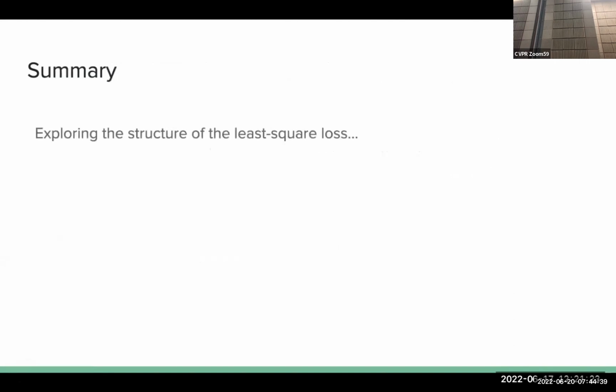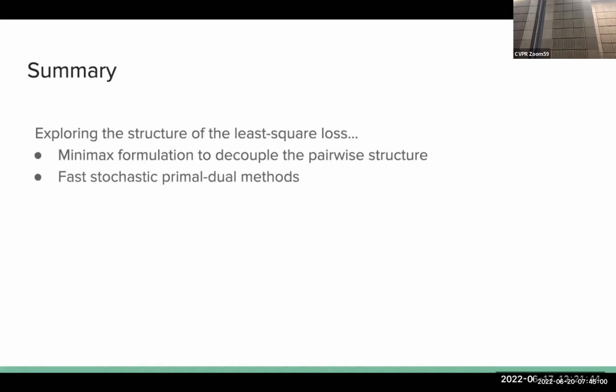So to summarize the stochastic proximal algorithm for AUC maximization, these studies mainly explore the structure of the least square loss function for AUC maximization. And you can decouple the pairwise structure using the min-max formulations. And from this min-max formulation, you can develop stochastic proximal algorithms, where you only need to sample individual examples instead of pairs of examples.